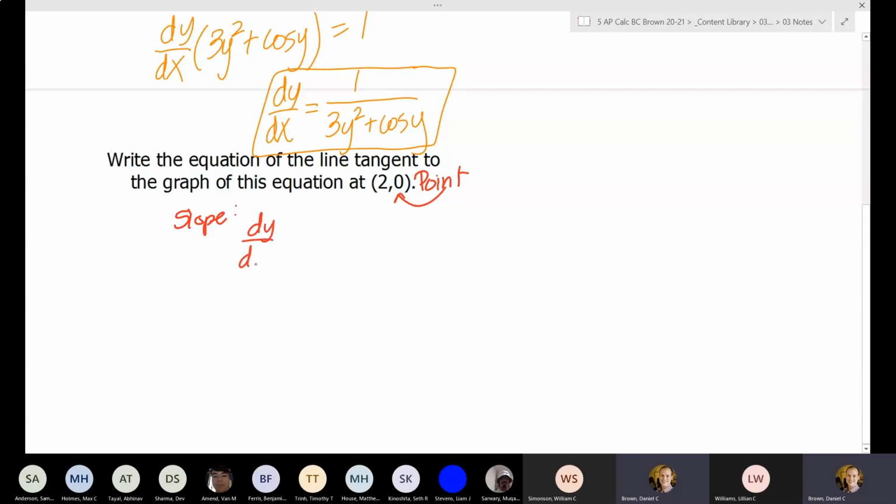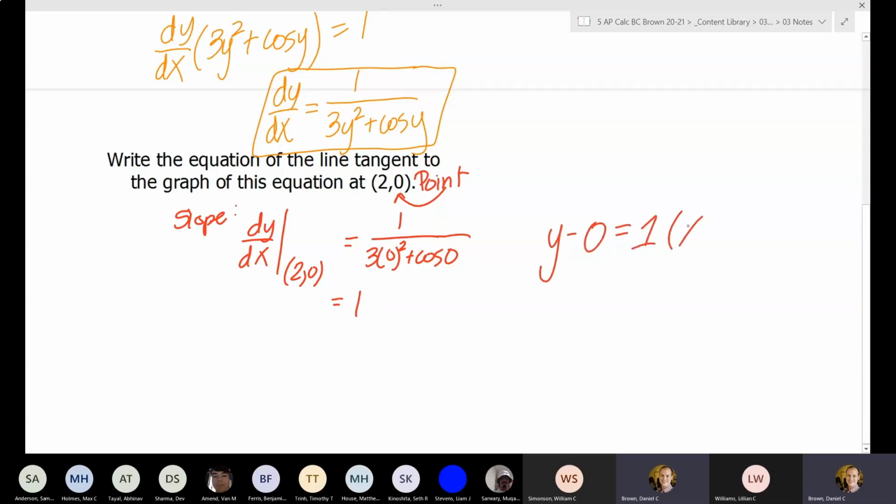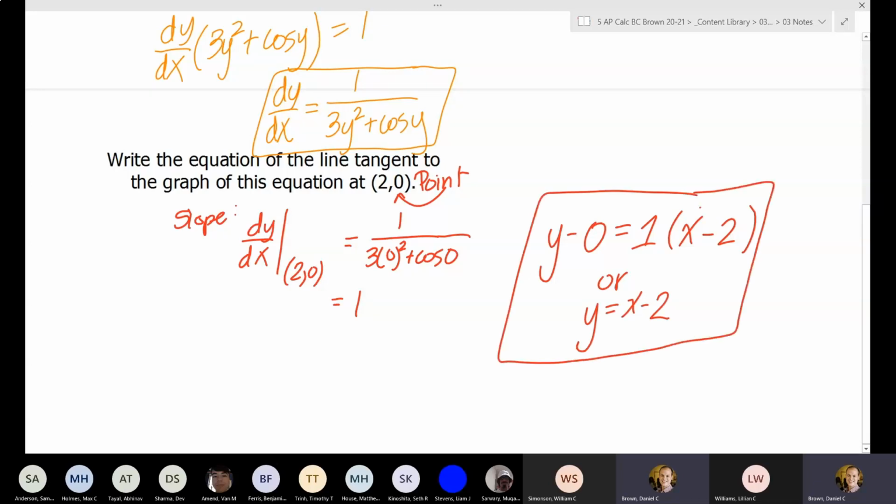My derivative is dy/dx. Instead of just plugging x into it, I'm plugging in the entire coordinate, which in this one only has a y. Plugging in that y coordinate, the cosine of 0 is 1, so we have 1 over 1. So my tangent line, y minus the y coordinate, is equal to the slope times x minus the x coordinate. And that is the equation of the line tangent to the graph at (2, 0). Questions on that?